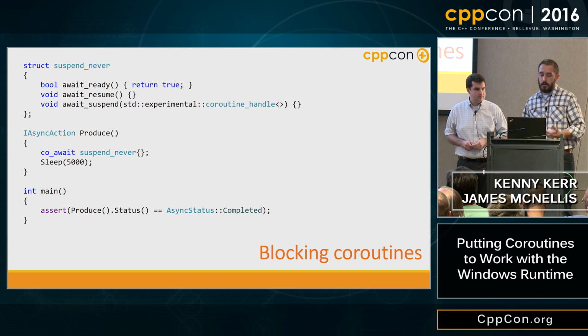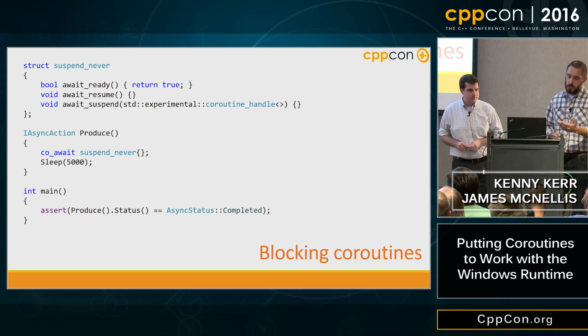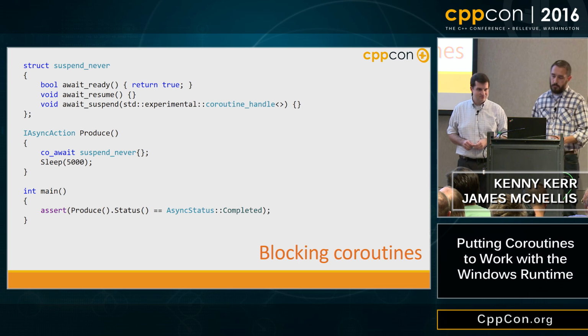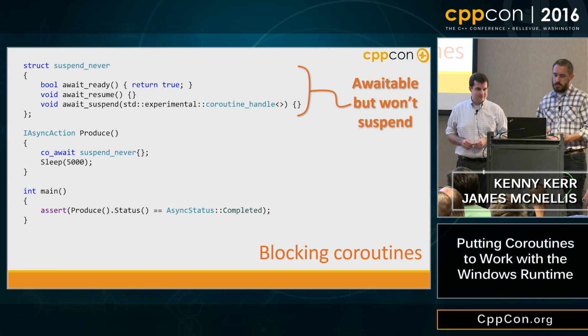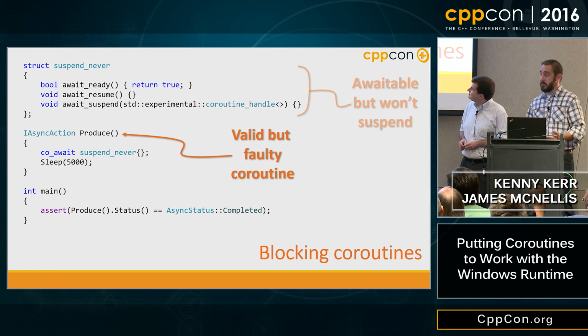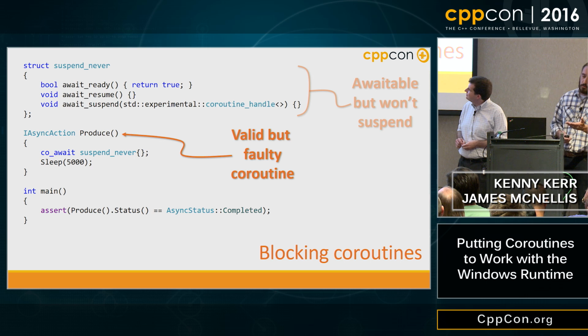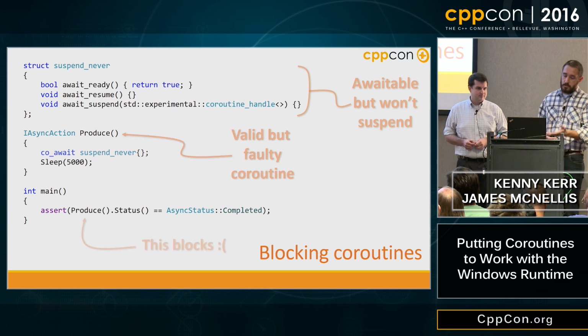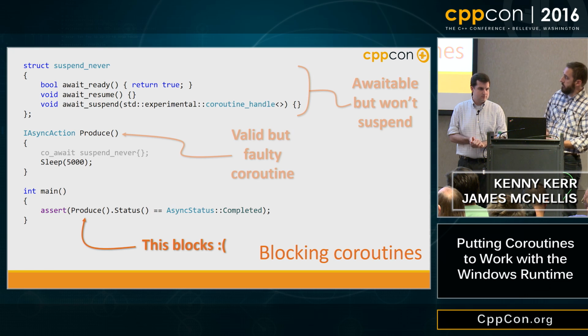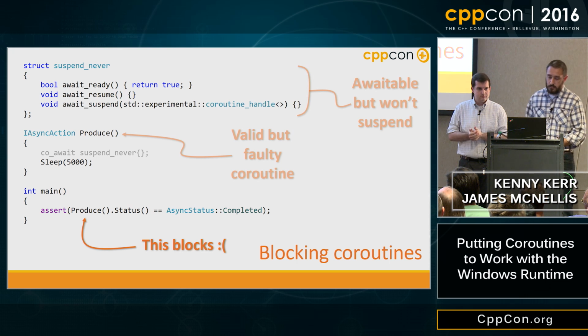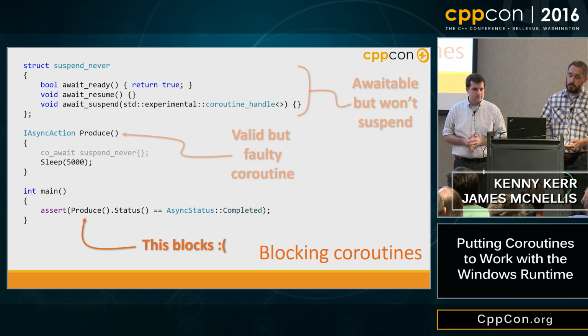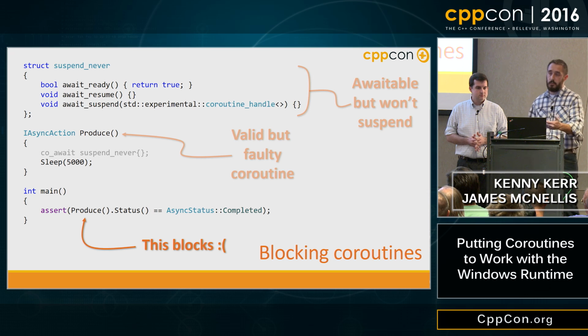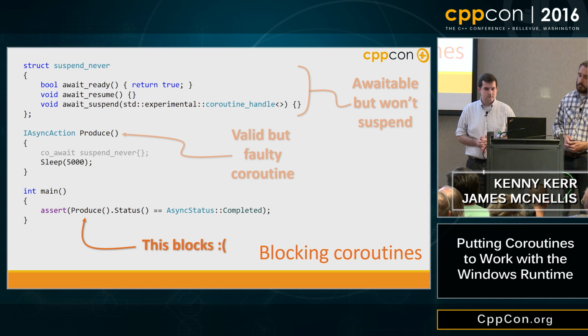Well, first we need an awaitable type. So one option is to write an awaitable type like this, suspend never. It's not very good though because it doesn't actually introduce any suspension. And then we have this coroutine, which is certainly valid, but it's faulty because it calls sleep, and it doesn't suspend, and so you're actually going to block. So the bottom call in your main function there blocks for however long that is, 5,000 milliseconds. And then this assertion actually is guaranteed to succeed. The status will always be completed because by the time it gets there, it's already finished. So that's a bit of a drag.